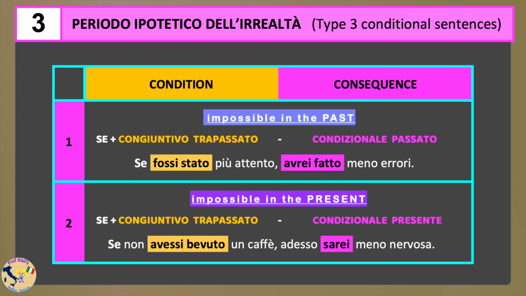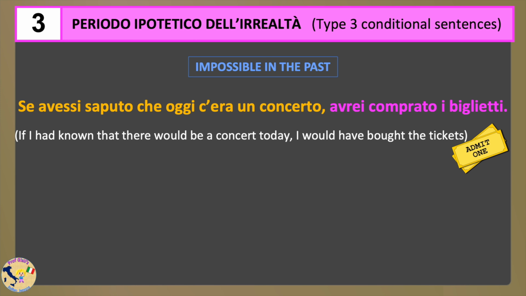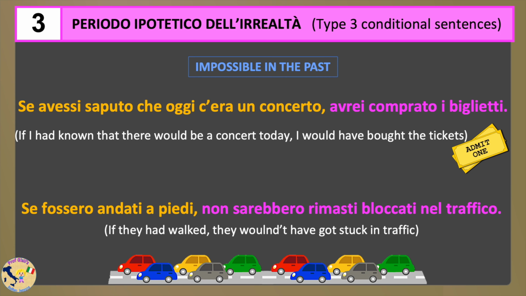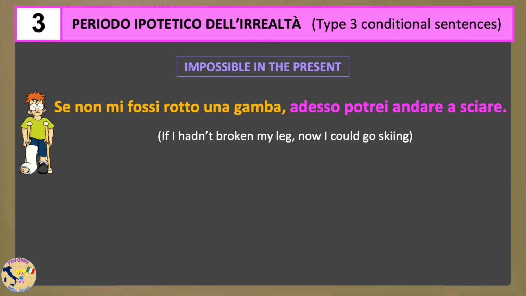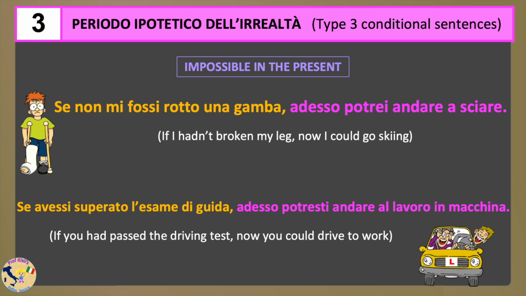Let's look at other examples of type 3 conditional sentences, impossible in the past and impossible in the present. Se avessi saputo che oggi c'era un concerto, avrei comprato i biglietti. Se fossero andati a piedi, non sarebbero rimasti bloccati nel traffico. Se non mi fossi rotto una gamba, adesso potrei andare a sciare. Se avessi superato l'esame di guida, adesso potresti andare al lavoro in macchina.